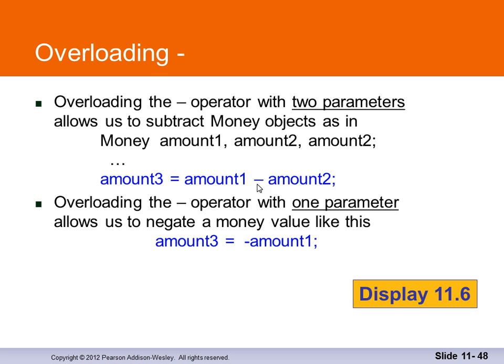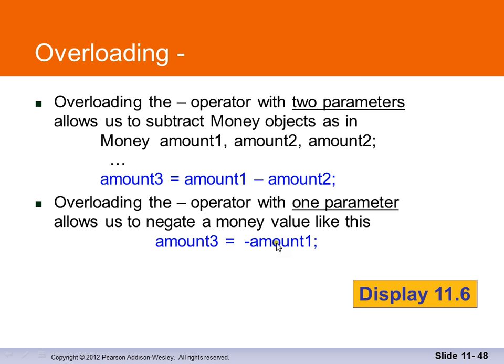You don't have a choice. And your question is, what if I want to use the default behavior of minus and I don't want to overload it? You cannot do that because there is no default behavior of minus for your money object, because C++ does not know what it means to subtract two objects of type money. Subtract is defined for numbers. It's not defined for your object. Yes? No?